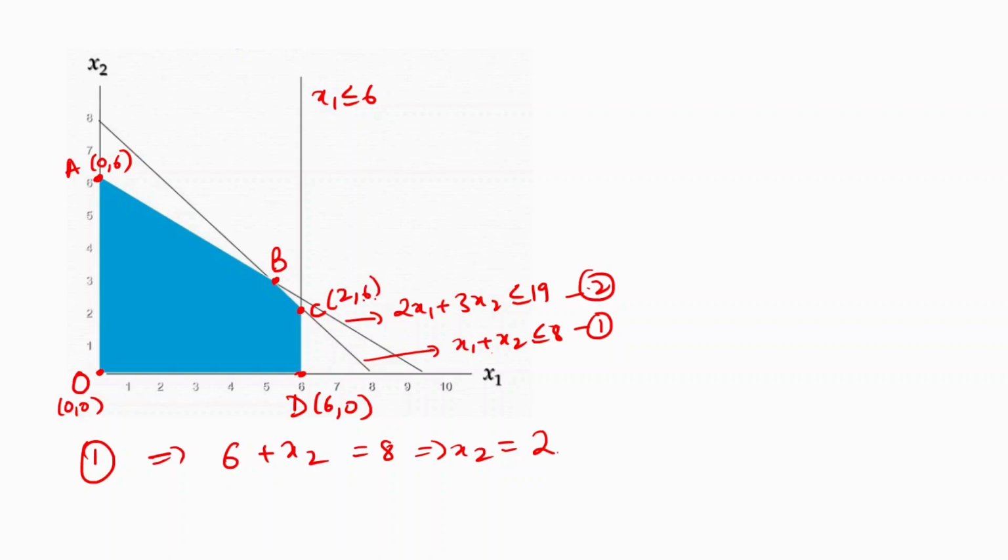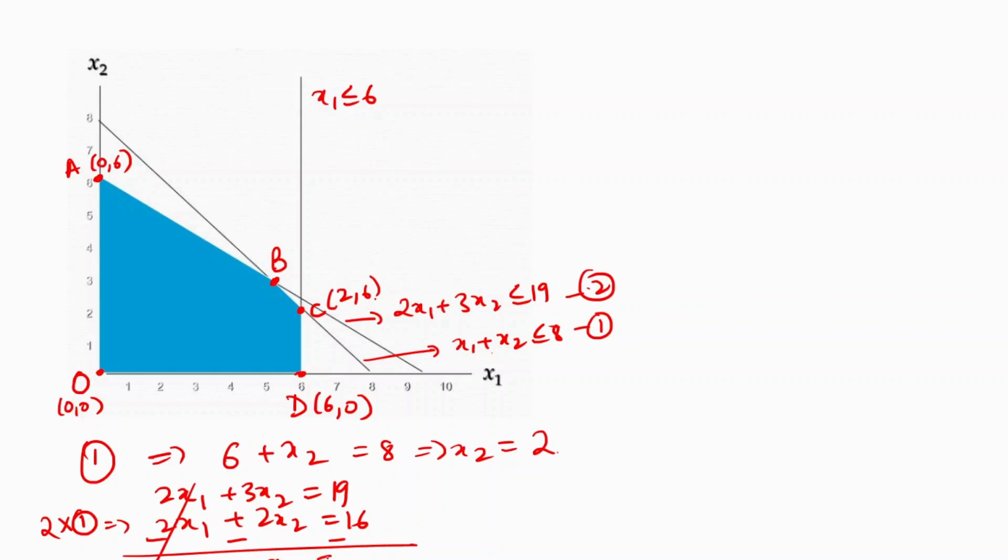So this would be 2, 6. Now in the second B point, to calculate B point we have to find out the intersection of 2 and 1. So the another way of finding the values, you can just write 2 like this only, and I can multiply 1 by 2. So this would be, and subtract them.